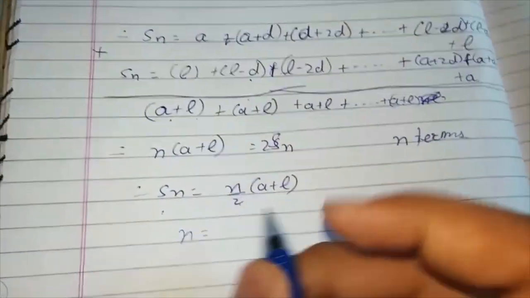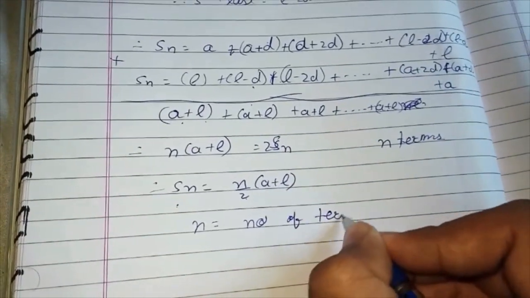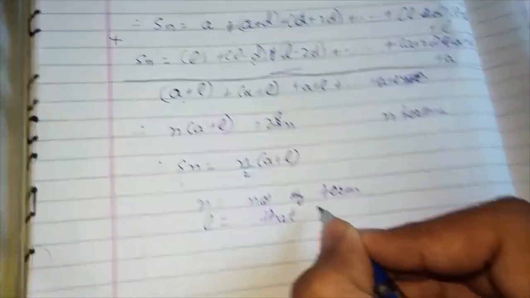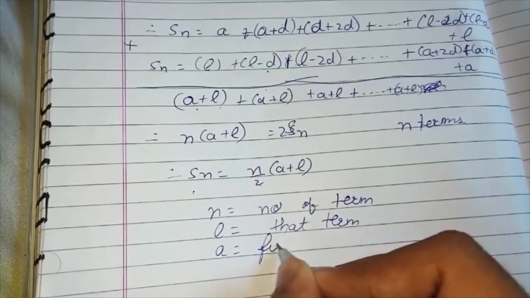Well, n is the number of terms, L equals the last term, and a equals the first term.